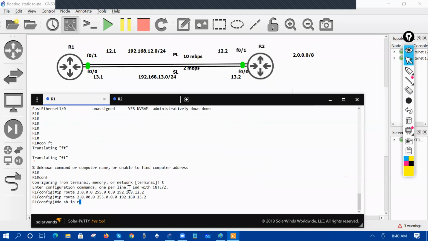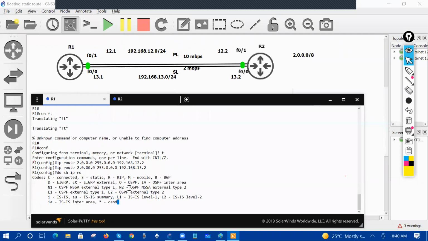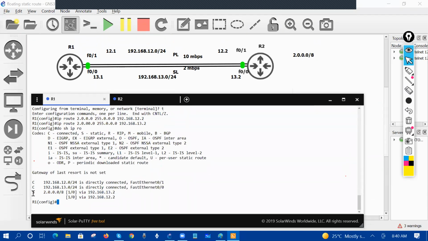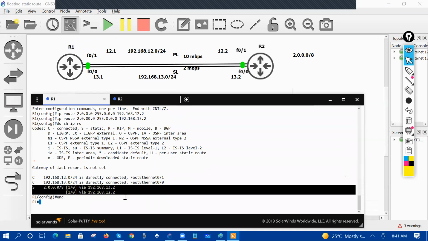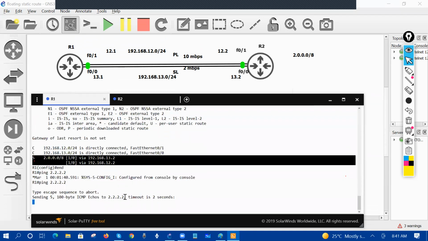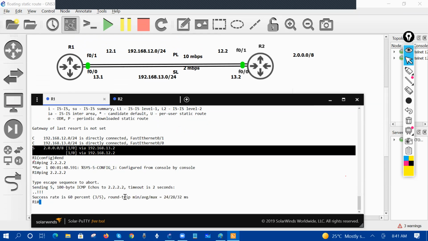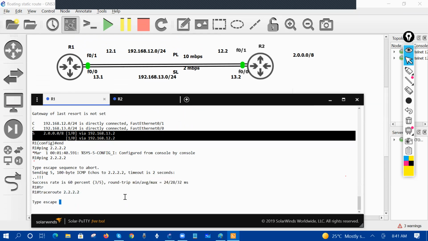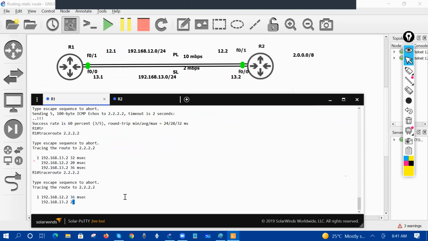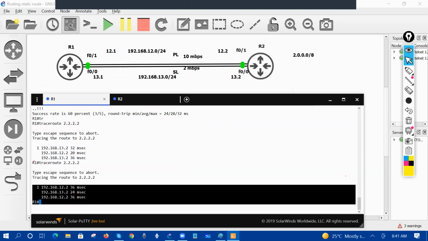Do show IP route. If you see one thing over there, what happened? Both routes are present in my routing table. That's not a good thing, right? And if I ping 2.2.2.2 with a trace, see, I'm utilizing both links. Load balancing is happening right now. Load balancing shares the traffic across both links, right?